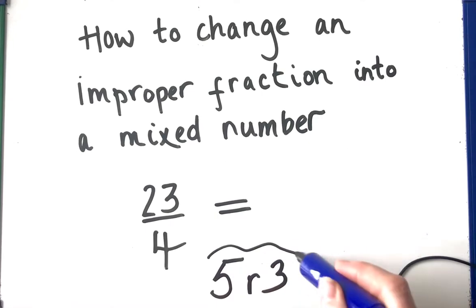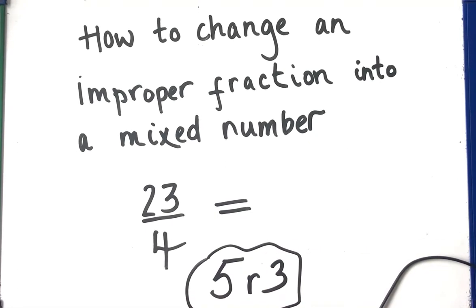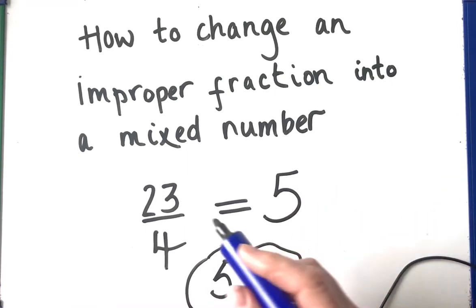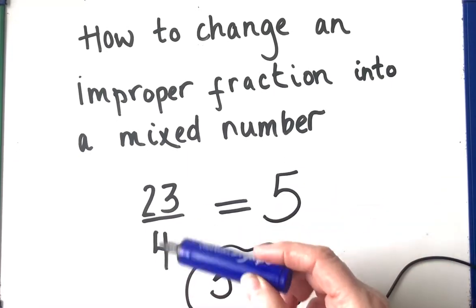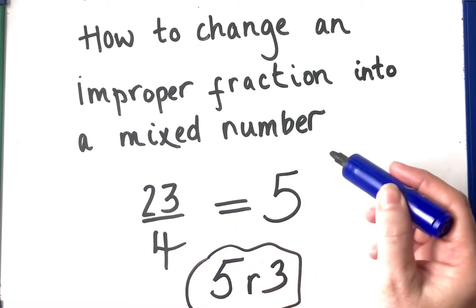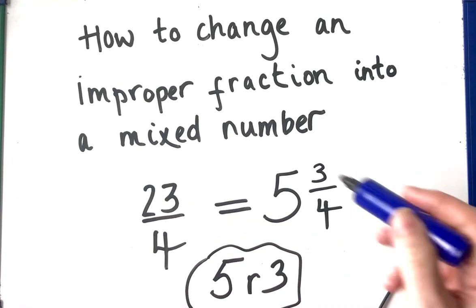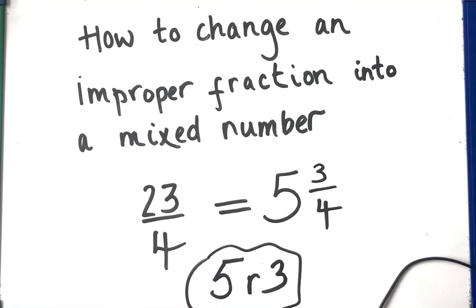However, you don't want to be writing it like that. So what do we do with this remainder? Well, it's 5 whole ones, and that would give us 20 quarters, but there are 3 quarters left over. So that's what we're going to be looking at in this video, is how to do that. Changing it and not writing it as a remainder.